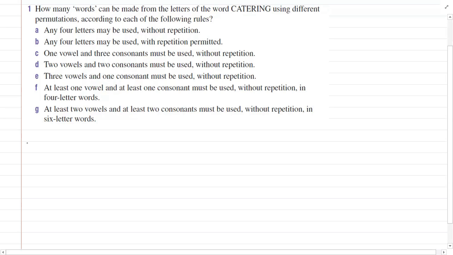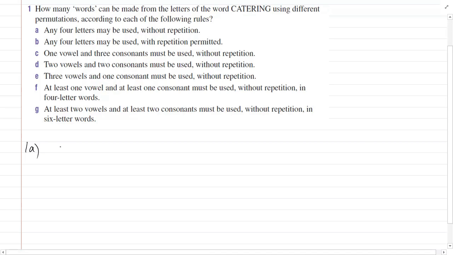So 1A, remember, this is from the exercise before we did permutations and combinations officially, so you can do these questions without them, but I will be focusing on doing the questions with them. How many words can be made from the letters of the word catering using different permutations according to each of the following rules? Any four letters may be used without repetition.